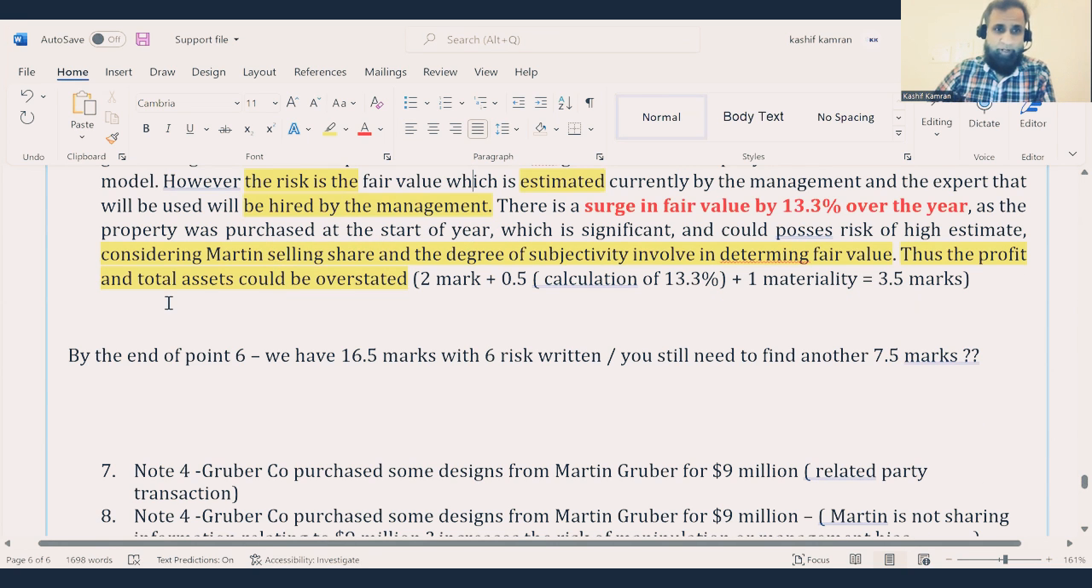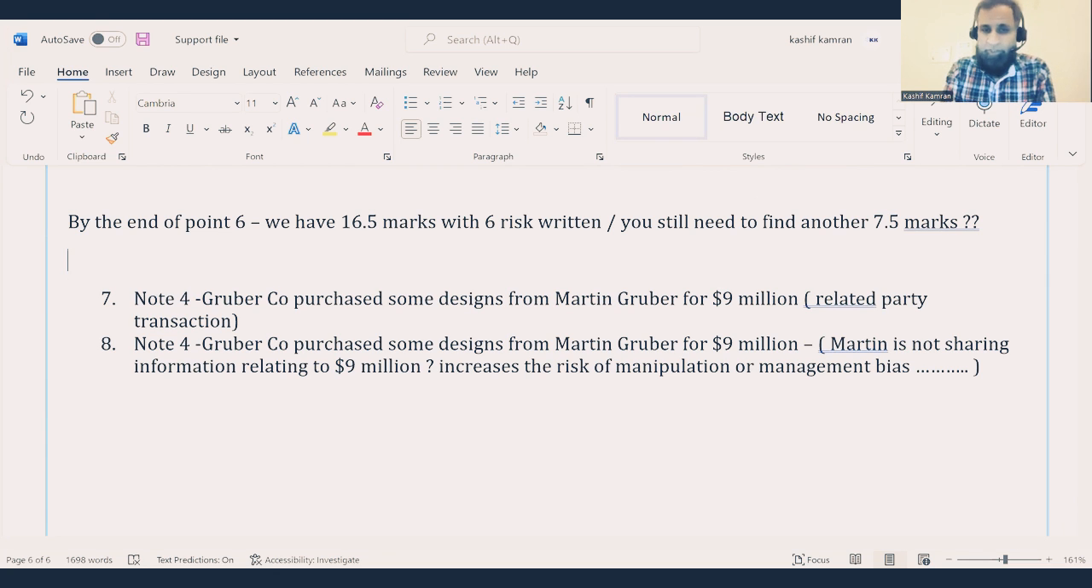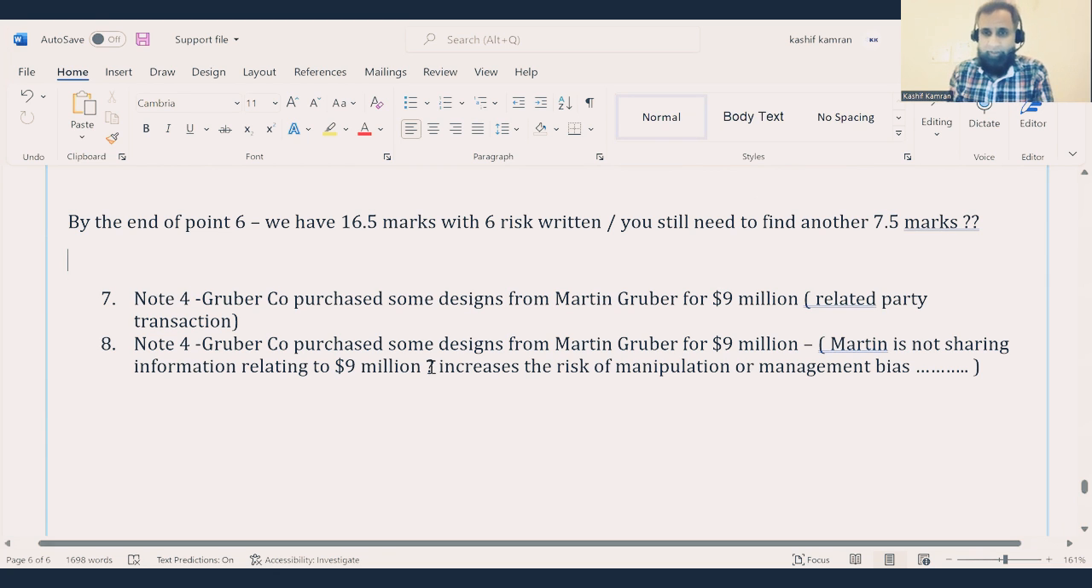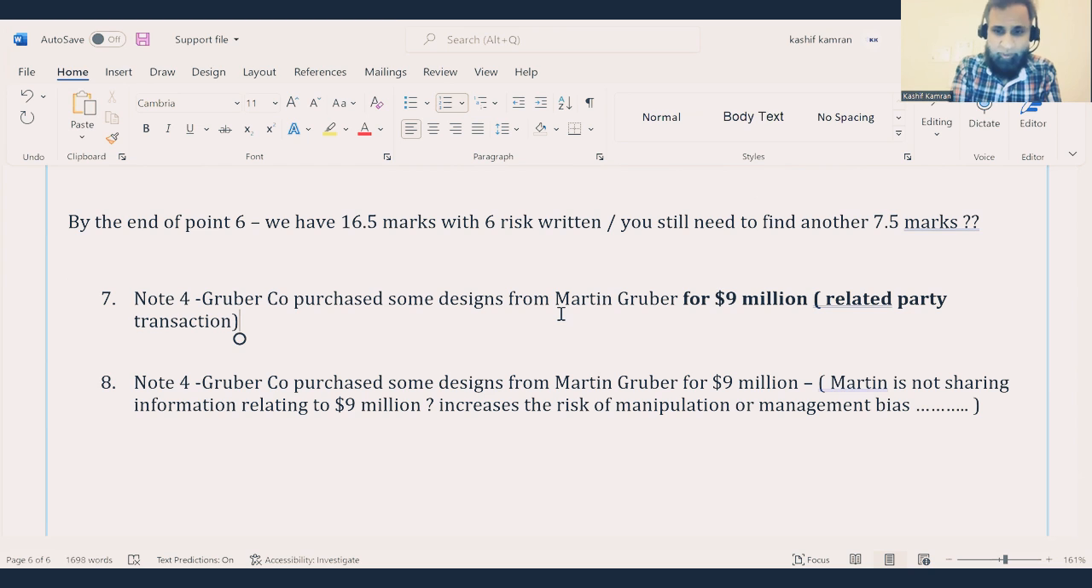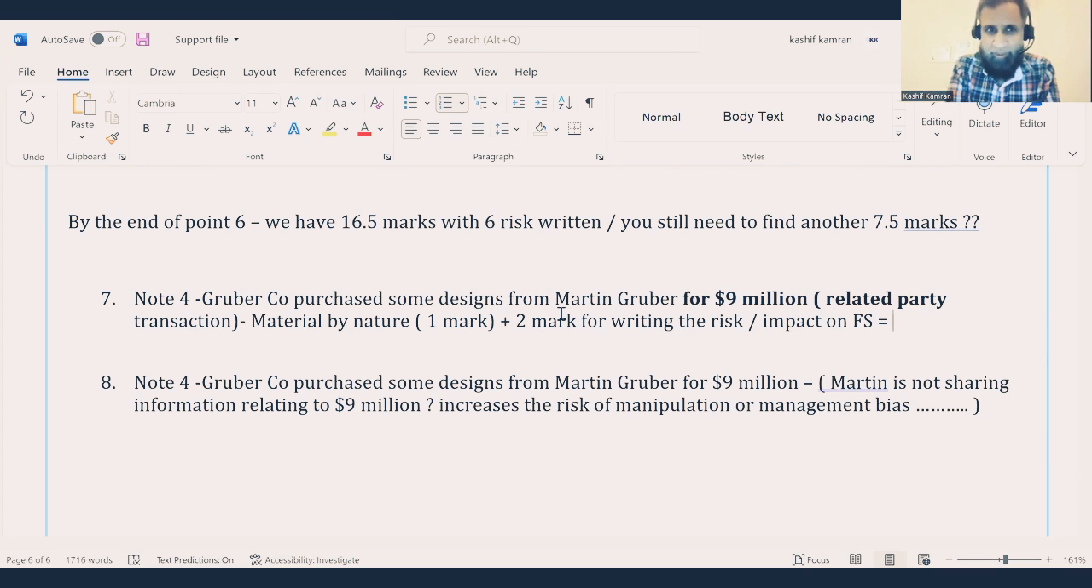Okay, so point number 7. Grubber purchased some designs worth $9 million. Related party transaction. So can you fetch some marks on related party transaction if you say it's material by nature? Will you get 1 mark? Yes. And further, you get 2 marks for writing the risk and the impact on financial statements. So how many marks can you get from related party transaction in point number 7?